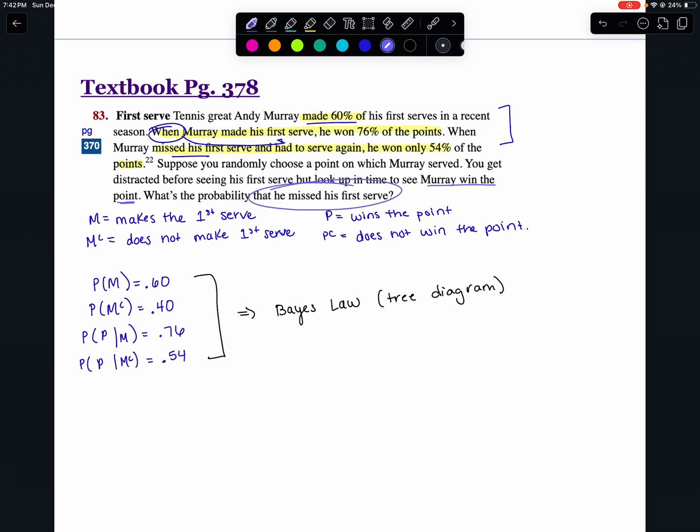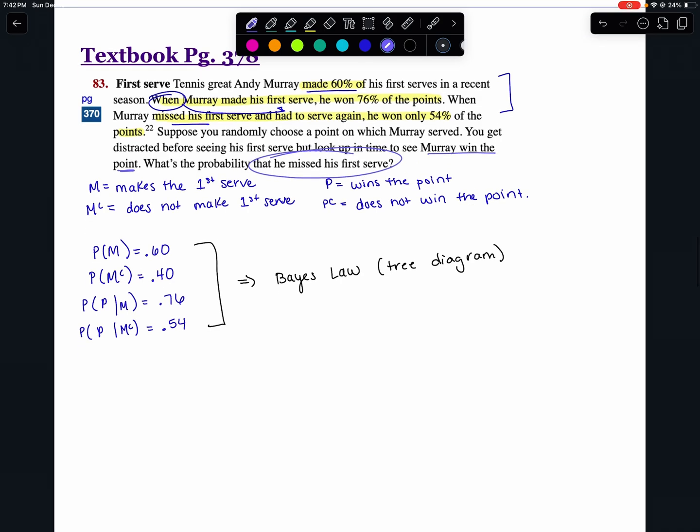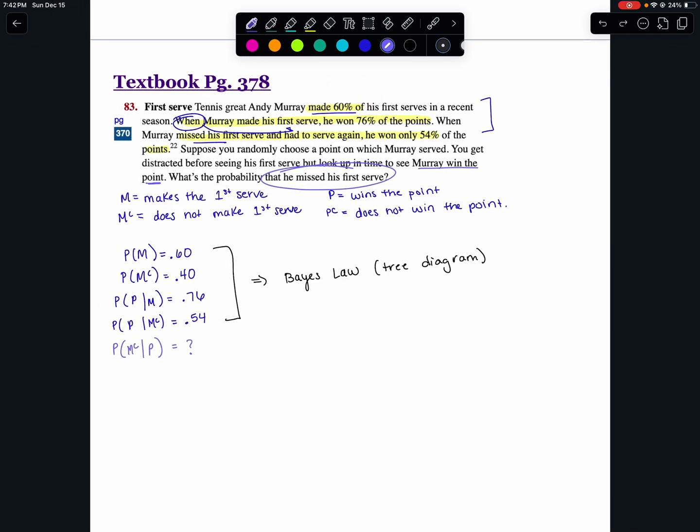What's the probability that he missed the first serve? So what we're out to find here, we do know he won the point, but what are the chances that he missed the first serve? That's our question mark, okay? So M complement given P. Now that's the reverse of this over here, but conditionals are not commutative. The way that you write them in order is important, okay? So we will need to set up our tree diagram, and that's what I'm going to do now.